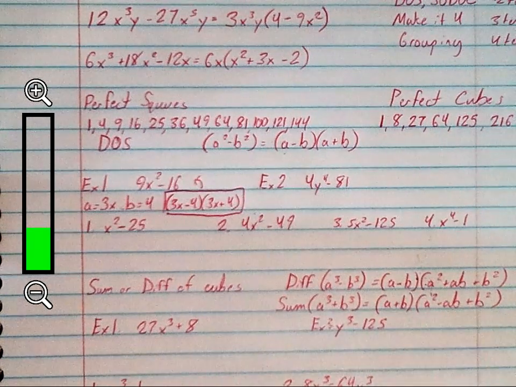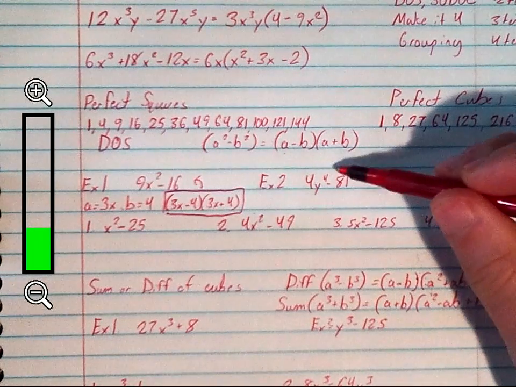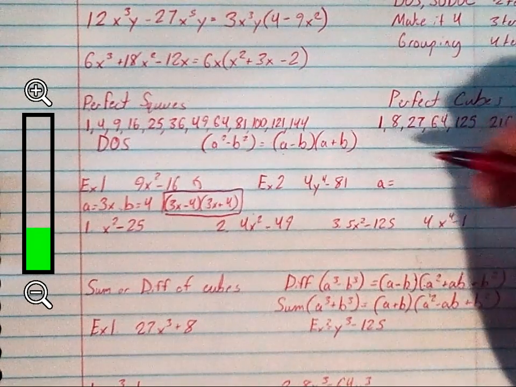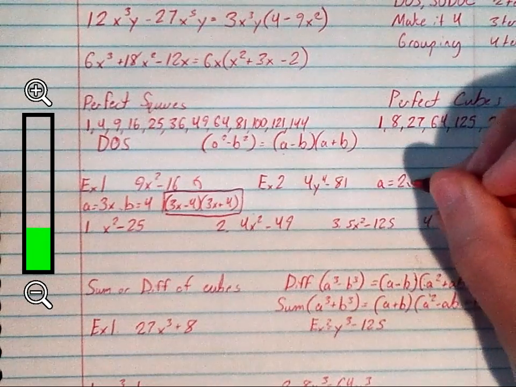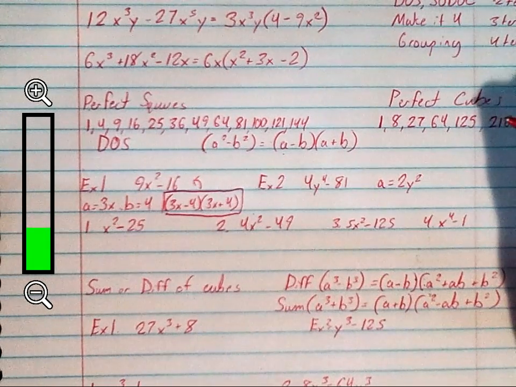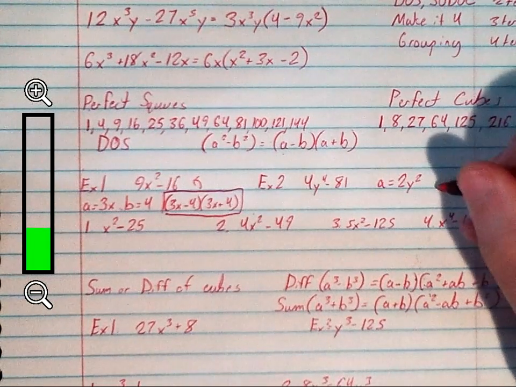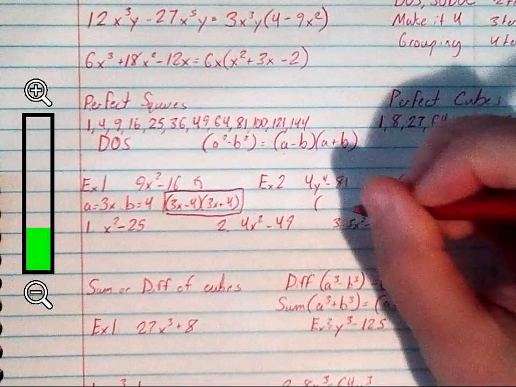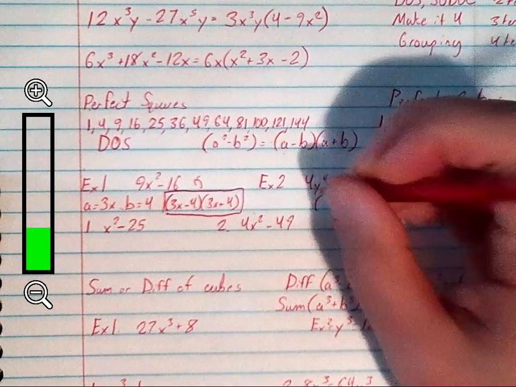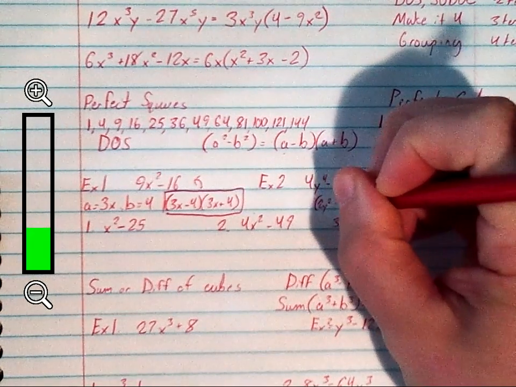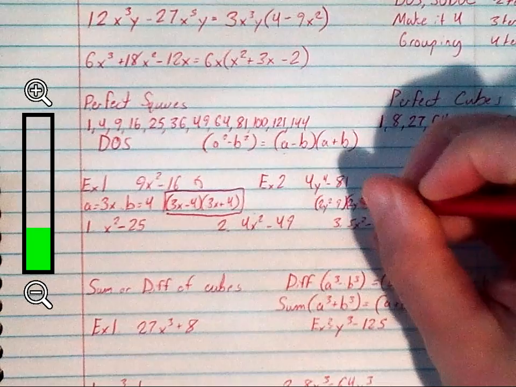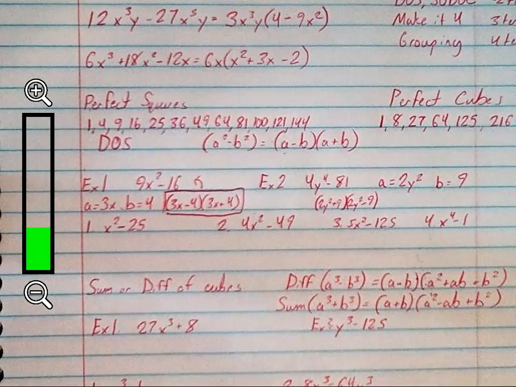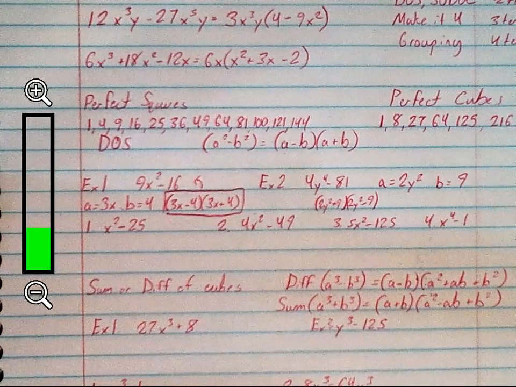Alright, example 2, I got 4y to the 4th minus 81. Okay, so again, a, what's going to give me 4y to the 4th? Well, 2y squared would give me 4y to the 4th. And then b, what's going to give me 81? That's going to be 9. Alright, so 2y squared and 9, 2y squared and 9, and 1 has to be positive, and 1 has to be negative. Sorry for writing that so small.